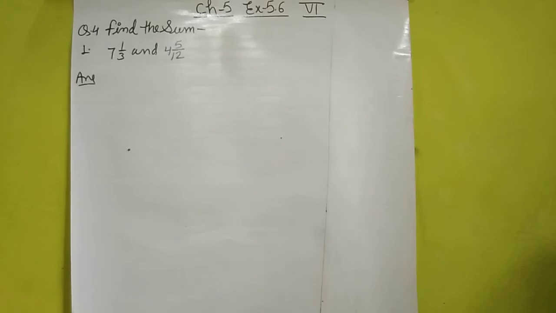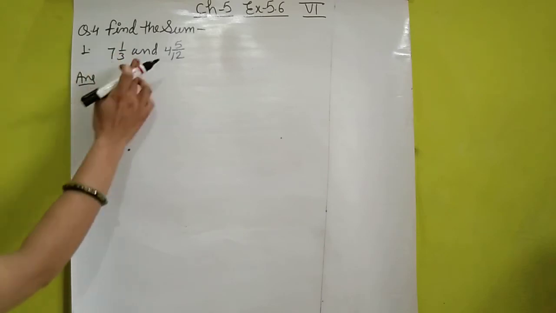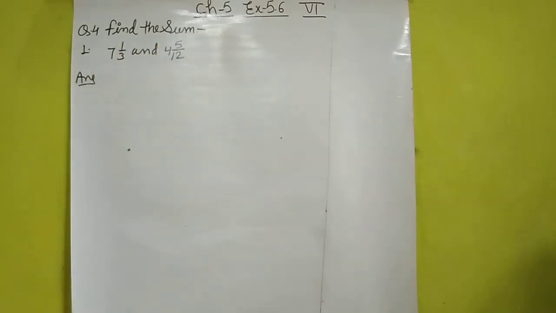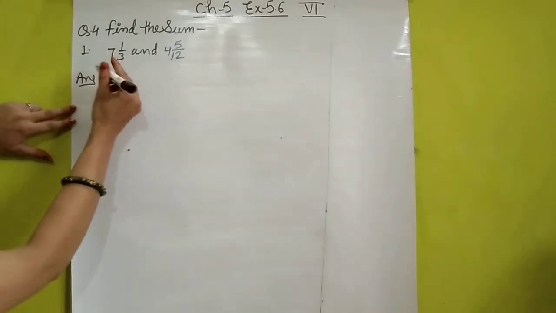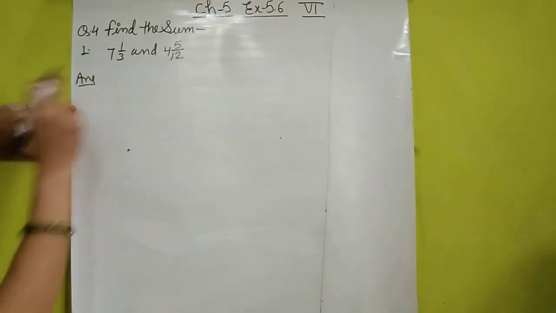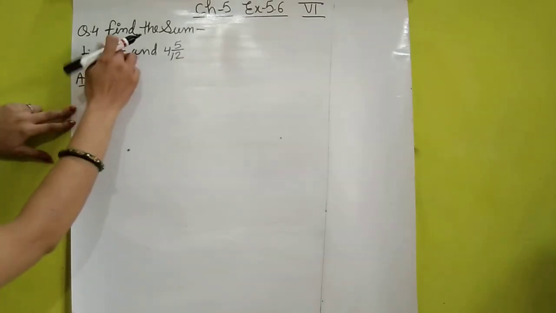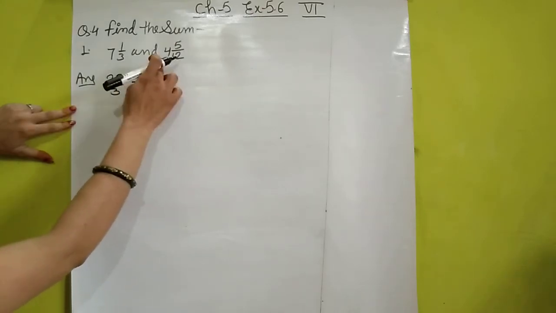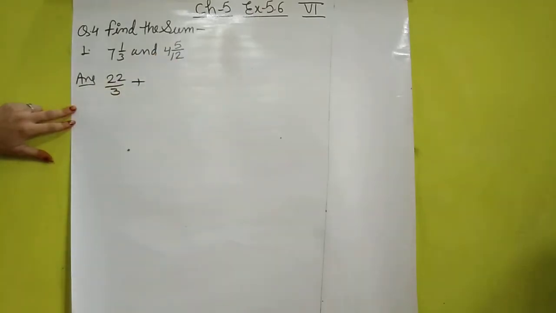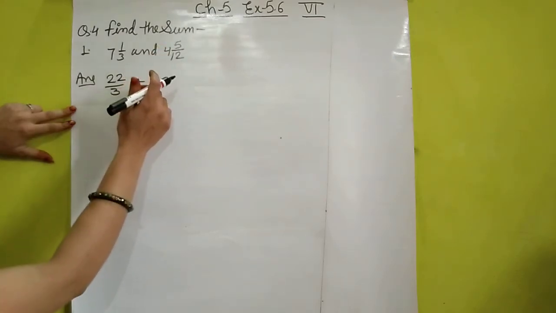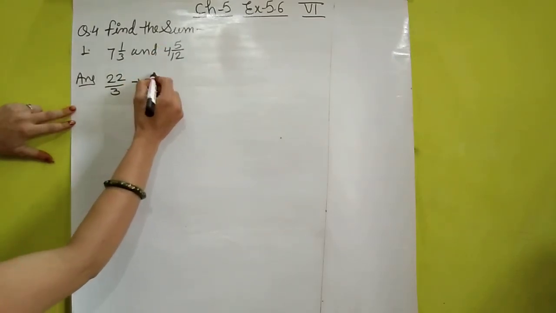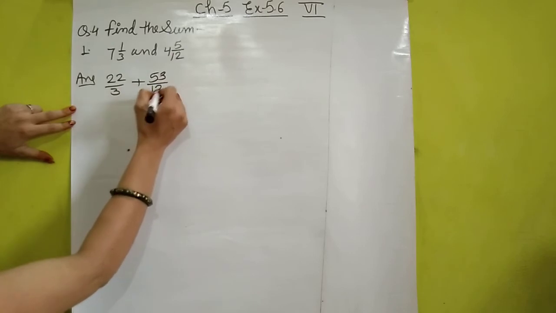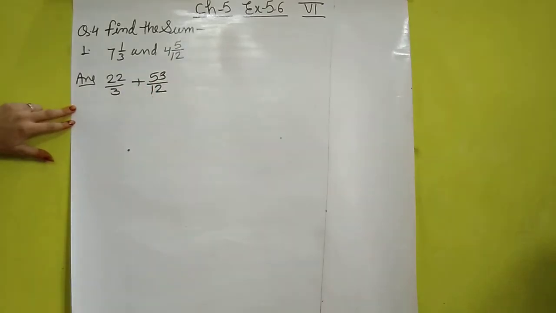Now students, question number 4, find the sum of 7 1 upon 3 and 4 5 upon 12 given in the mixed fraction. So first of all, we will convert into improper fractions. 7 3s are 21, then 22 upon 3 plus 12 4s are 48 plus 5, it will be 53 upon 12. Now students, denominators are different.